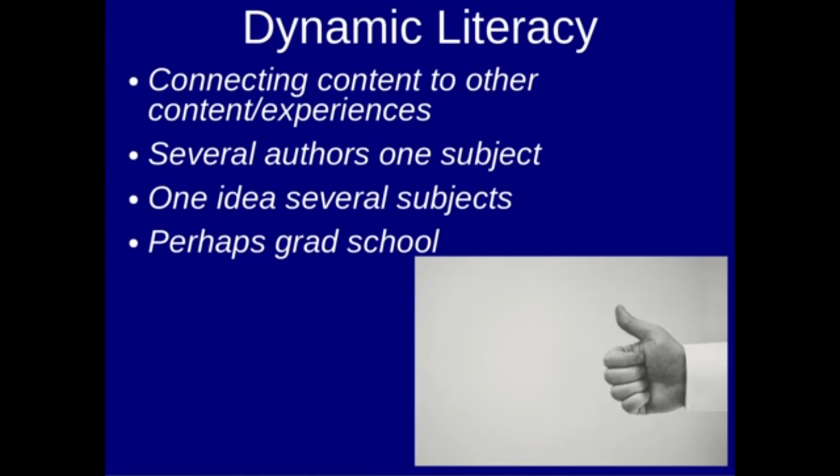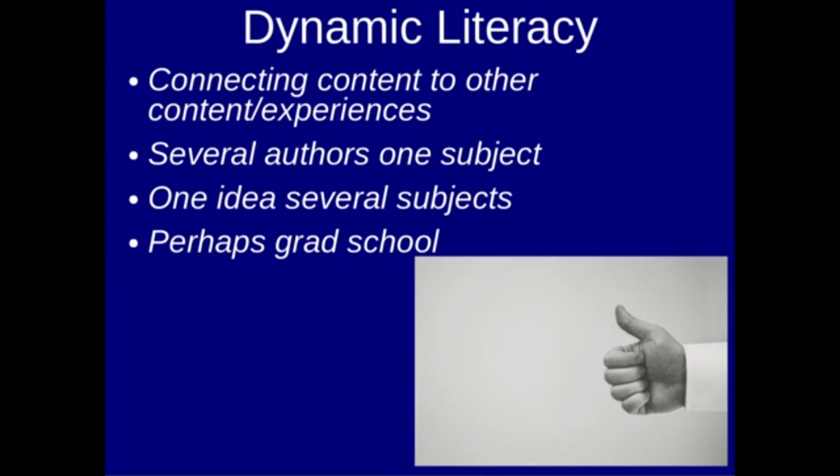Another way that you can encourage dynamic literacy is by focusing on one idea across several subjects. So going back to justice, the ideal of justice. So you can have justice in history, justice in sociology, justice in business. And again, you're taking the one ideal and you're seeing how it appears in these different disciplines. Again, this is a much higher level of comprehension and being able to maneuver text, not just one text, but several texts and books.